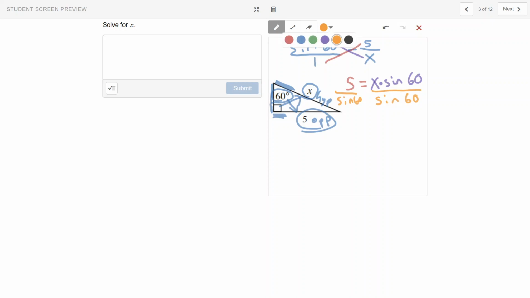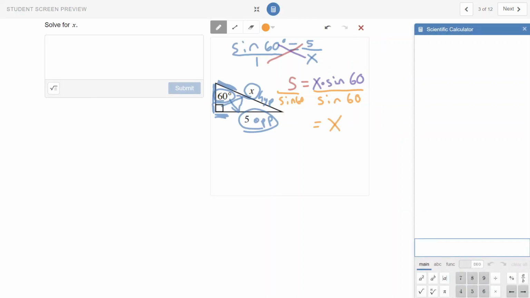And that's going to leave us with x by itself is equal to whatever 5 divided by sine 60 is. That's your exact answer, but usually we'd want a rounded one. We'll pop out a calculator, and we're going to do 5 divided by sine 60. And that comes out as about 5.7735. We didn't say how far to round this, so I'm just going to pick that much. Okay. All right, there we go.